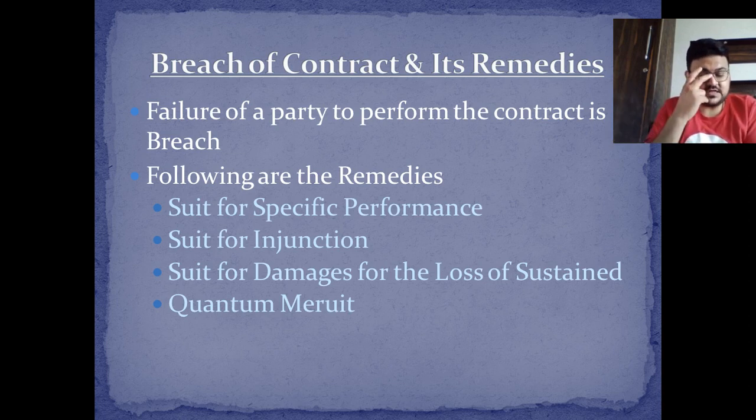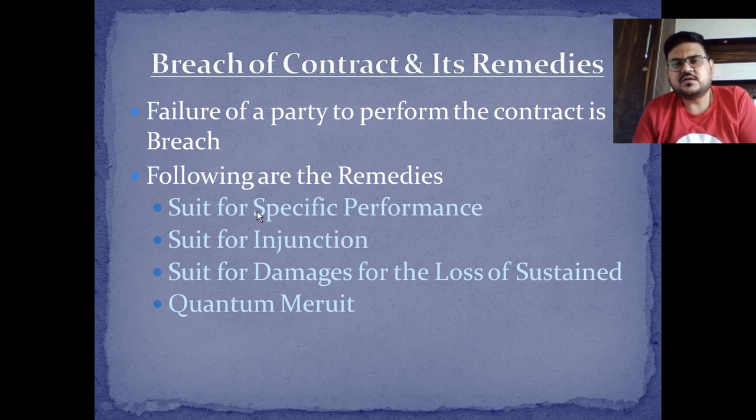So quantum meruit means whatever work I have done, whatever written work I have done, I will file a case against you that for the 50% of the work I have done, you pay me 50%. And the remaining work, you get it written from someone else. I don't mind. But whatever work I have done, for that much payment I want. That is quantum meruit, so that the work that I have done, I must be paid for that. That is simple, quantum meruit. So these are the remedies for breach of contract.